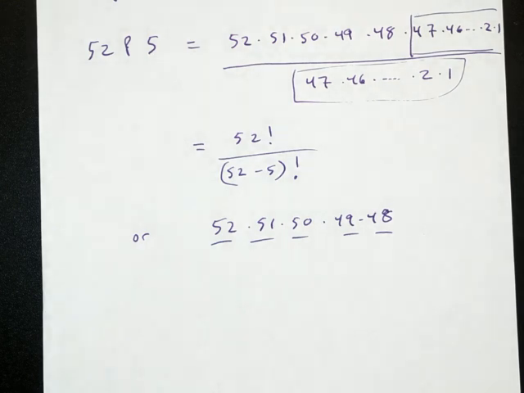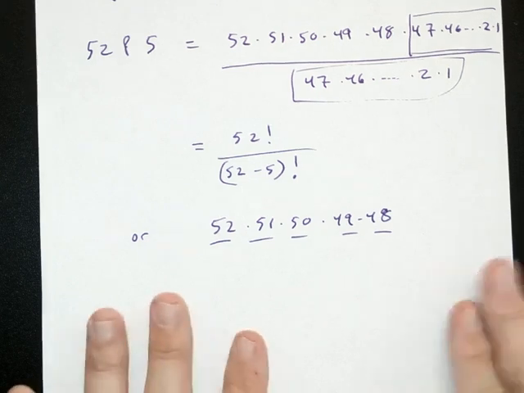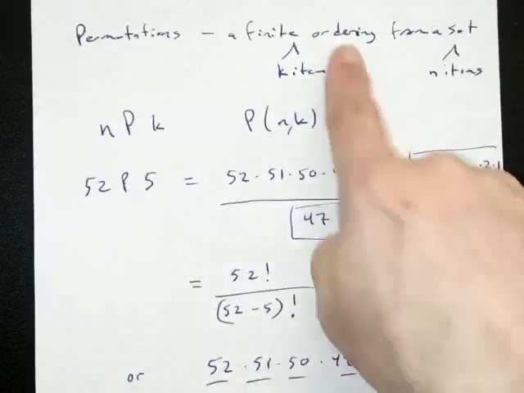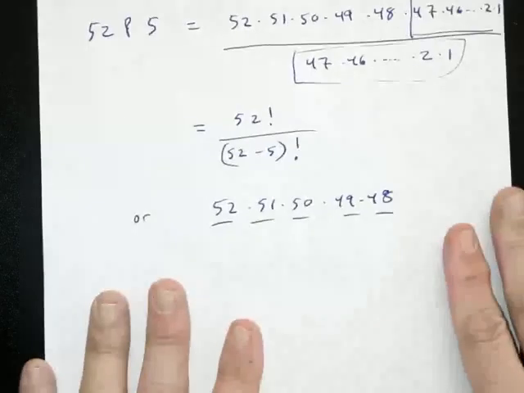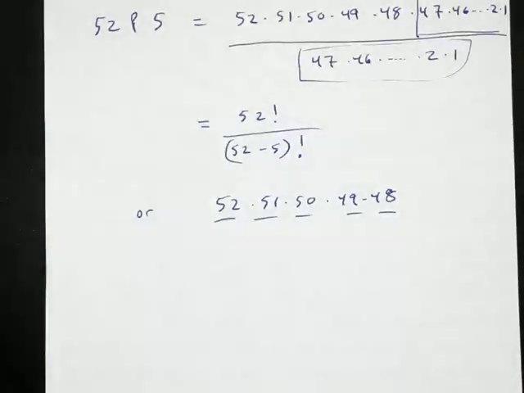But if I give you 5 cards, they're yours. They're in your hand. Here are my 5 cards. Do I have to keep them in the order you gave them to me? This is an ordered selection. This keeps stuff in order. I said that right here at the top, a finite ordering. So this is an ordered arrangement.